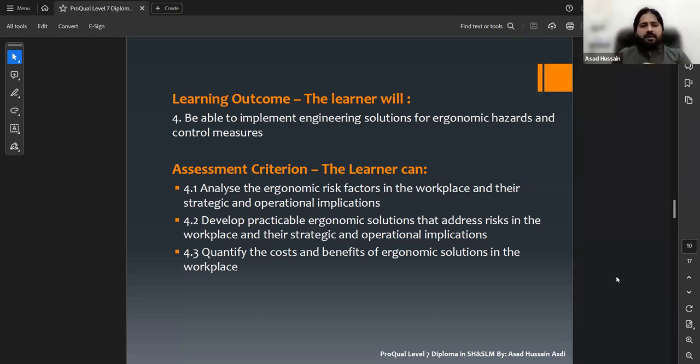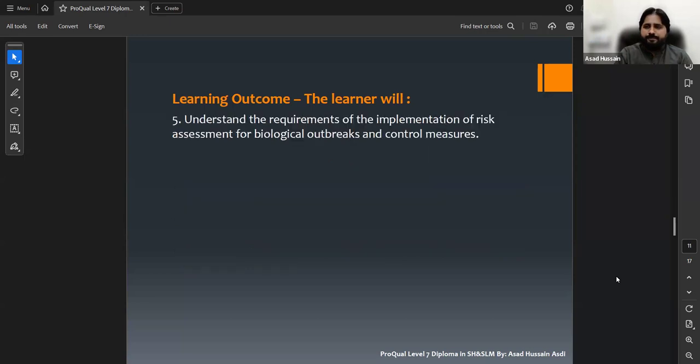So any type of cost analysis, any type of benefits, communicating cost or benefits communicated to your top management, or even to your worker. So any type of estimate, or mostly any communication which is confirming that you are quantifying the cost or benefits of ergonomic solution can be enough evidence for this assessment criteria.